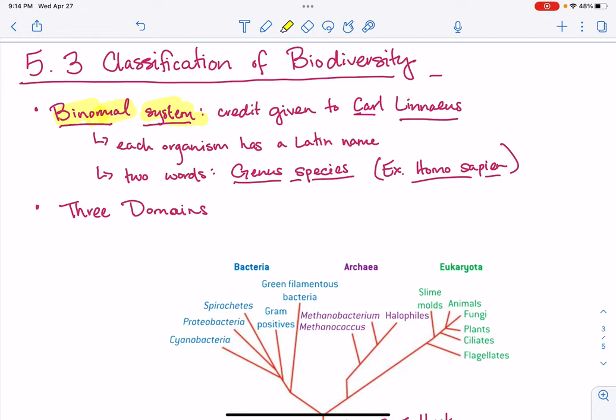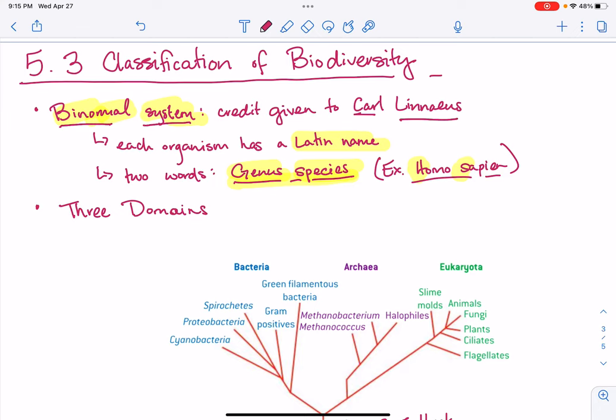Each organism has a Latin name, and that Latin name is actually two names. It's the genus and the species. If you're writing it by hand and it's not typed, then you should underline it like I did right here. And here's an example, Homo sapiens, it's underlined. If you were typing it out, it would be italicized, but you shouldn't italicize written words. The other thing you need to remember is the first letter of the first word is capitalized, and the first letter of the second word is lowercase.